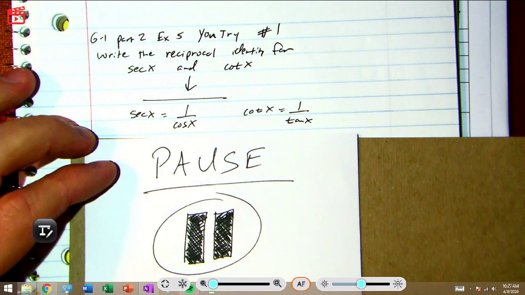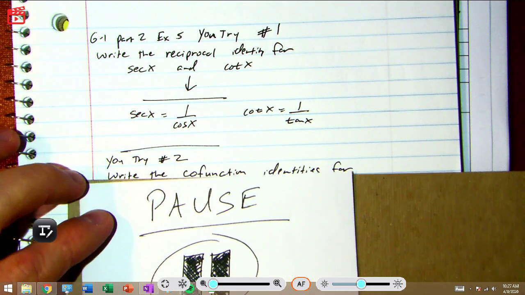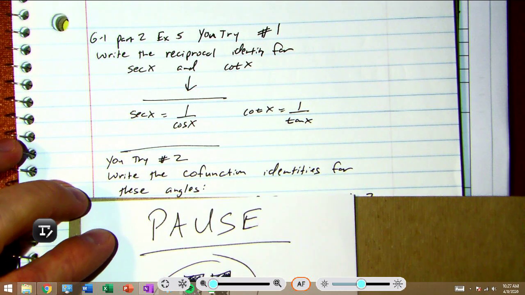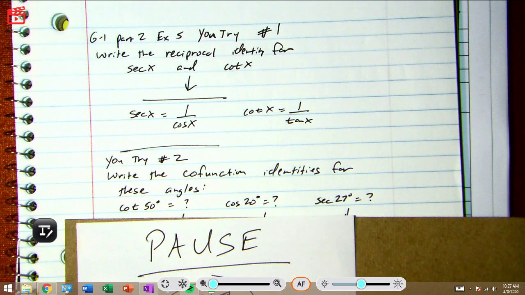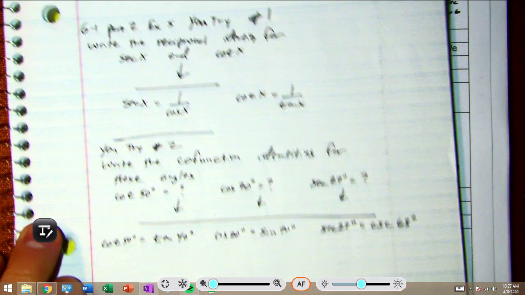And then how about write down the co-function identities for these three angles? Go ahead and pause it. And you should have found those equations right there.